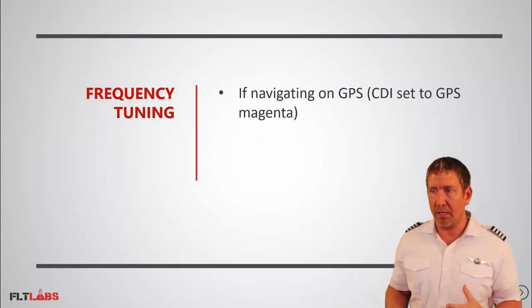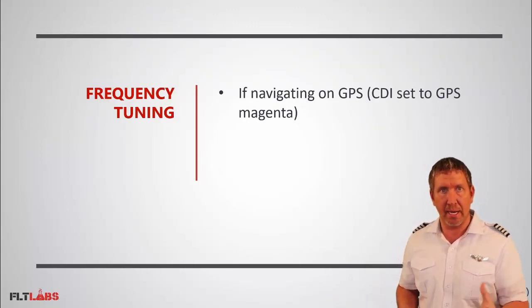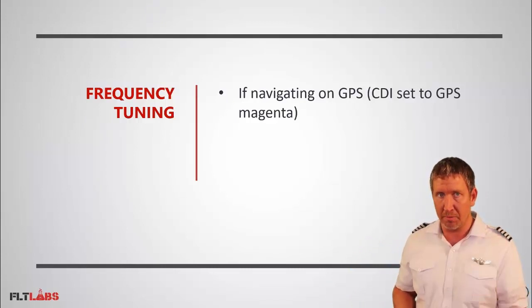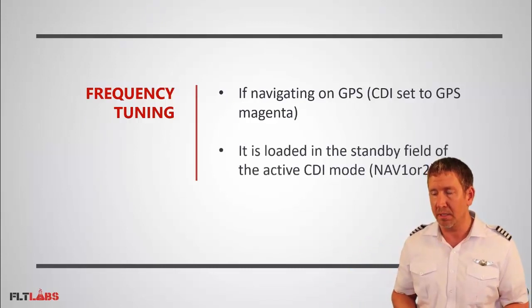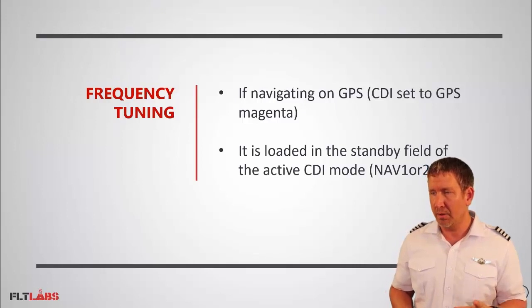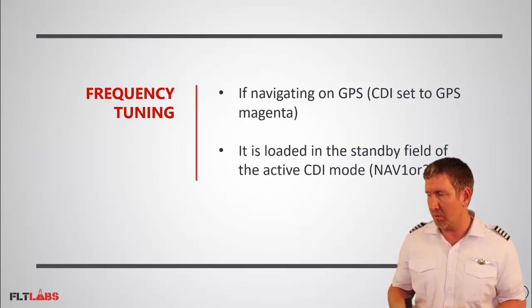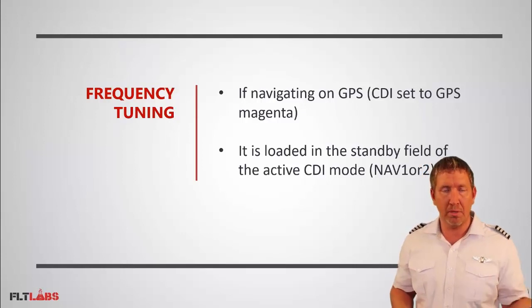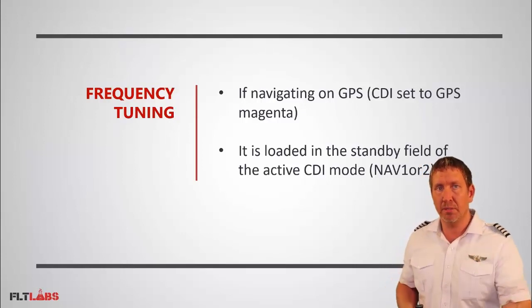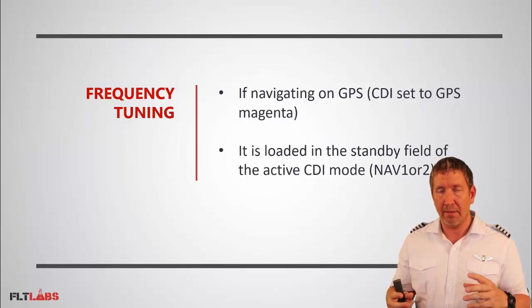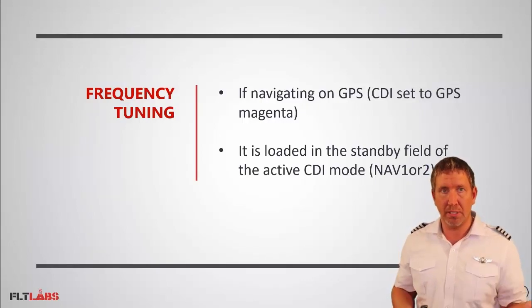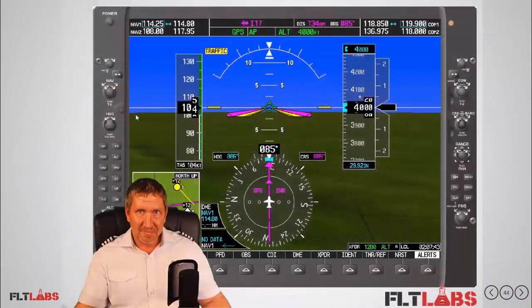Anyway, if we're navigating on the GPS, the CDI should be set to GPS, which is the magenta needle. It is loaded in the standby field of the active CDI mode of nav1 or nav2. What I'm going to do is I'm just going to show you how we're going to use the VOR and the GPS for tuning and navigating.